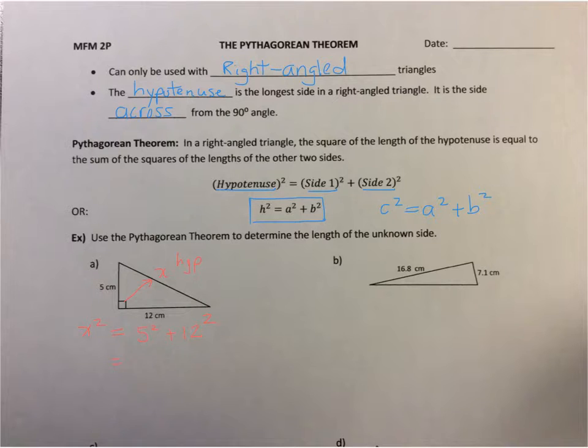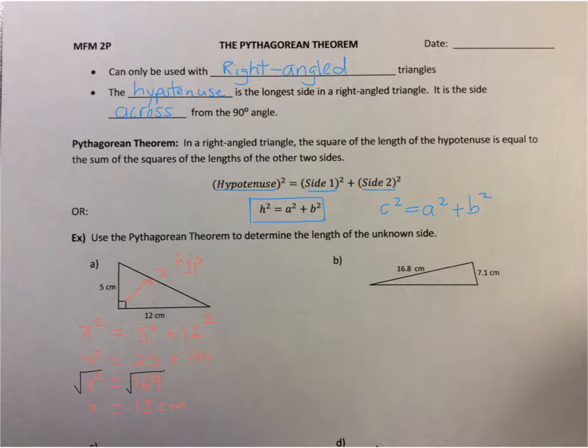Now if we calculate that, 5 squared really means 5 times 5, which is 25, plus 12 times 12, which is 144. And if we add those together, we get 169, which actually is a perfect square. To get x by itself, right now it's being squared, we're going to square root both sides, and we get x being equal to 13 centimeters. So our hypotenuse is 13 centimeters. Try the next example. Put me on pause. Come back to me later.